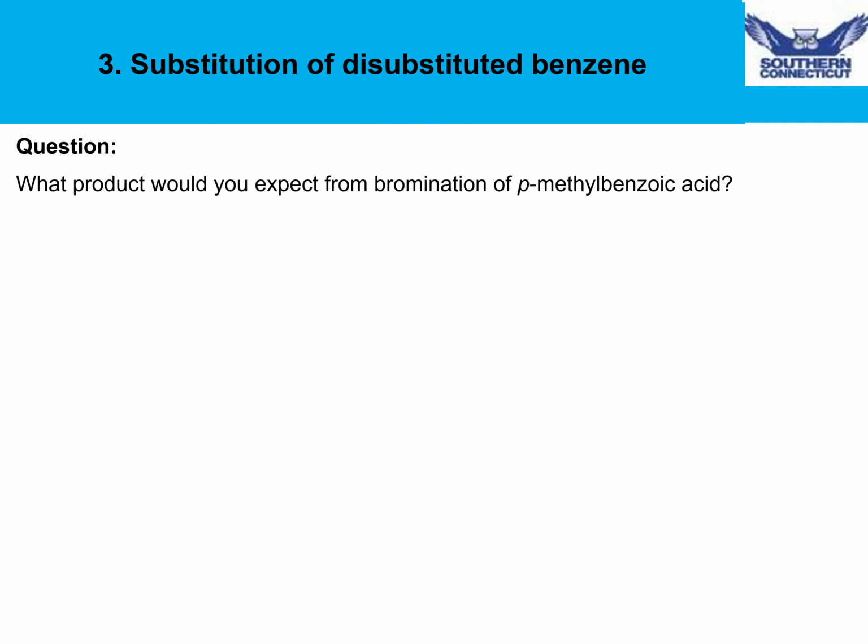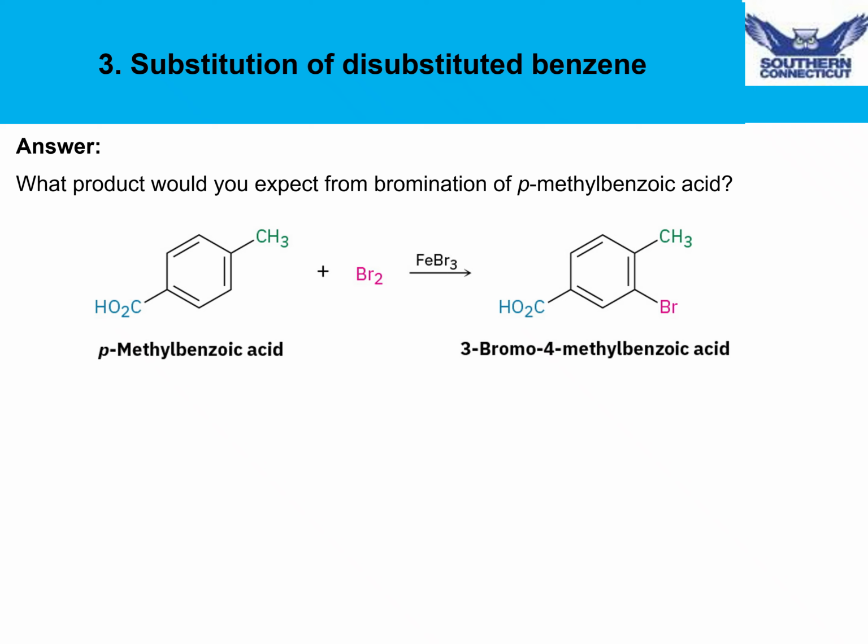In this question, we want to predict the product from the bromination of paramethylbenzoic acid. Paramethylbenzoic acid has a weak activating group in the methyl group, and it has a moderately deactivating group in the carboxylic acid. The methyl group is a stronger activator, so it should predict where the bromine adds. It should add ortho to the methyl group since the para position is blocked by the carboxylic acid. So this product here should be the major product.